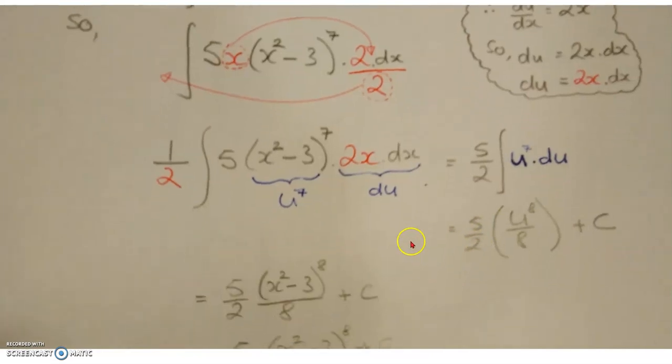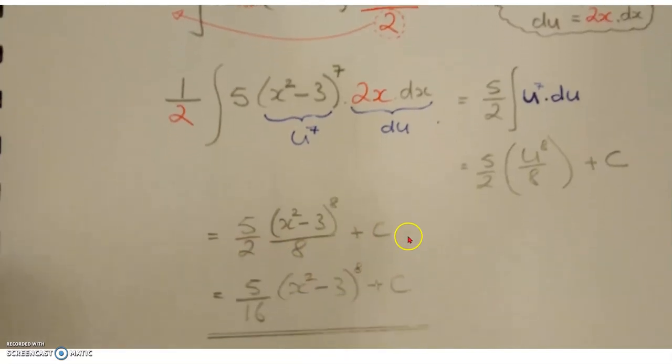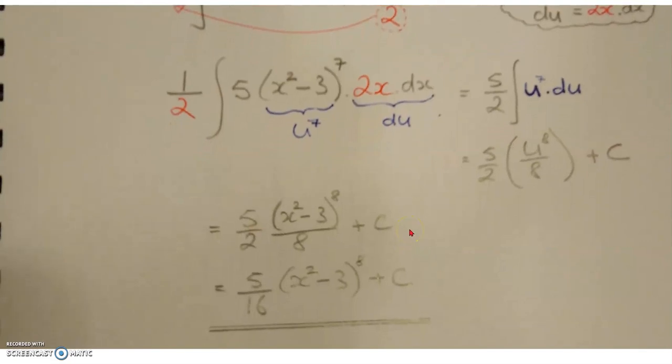So your final answer, when I replace the u with my x squared minus 3, is going to be this 5 over 2 multiplied by x squared minus 3 in brackets raised to the power of 8, all divided by 8, and that 8 and this 2 will multiply to give 16. So your final answer for this integration is 5/16 brackets, x squared minus 3, close brackets, to the power of 8, plus the constant of integration.